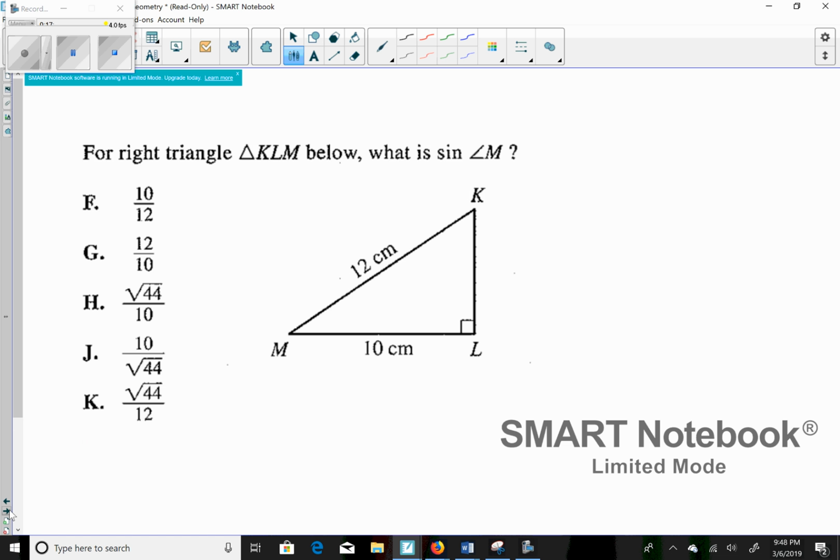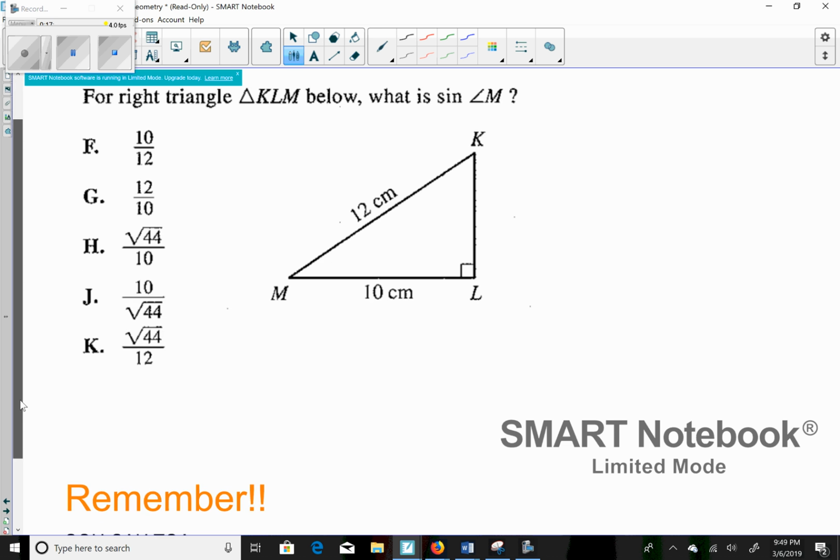Okay, moving on to 13. For the right triangle KLM below, what is the sine of M? So hopefully you're remembering SOHCAHTOA. So it wants the sine of M. I'm looking here, and the sine is the opposite over the hypotenuse. So I need to find this opposite side first before I can do anything.